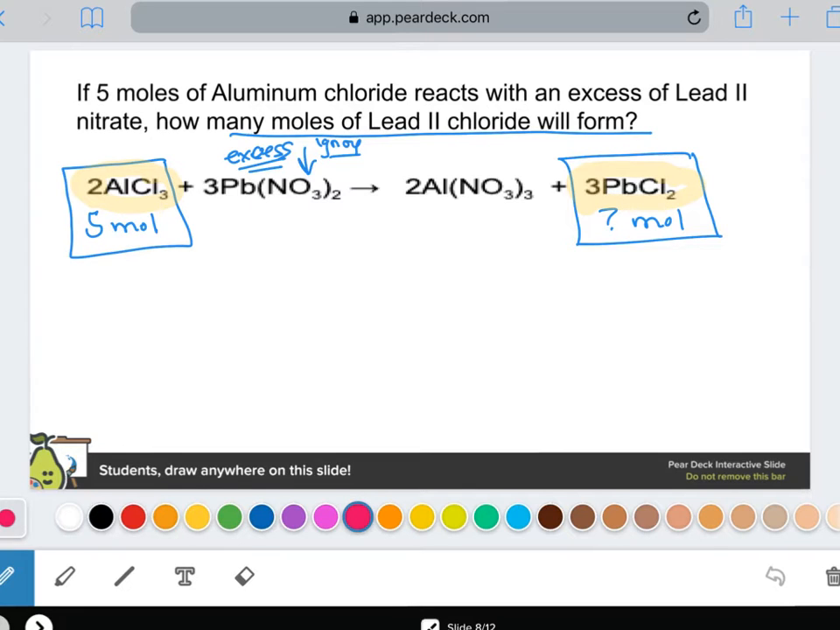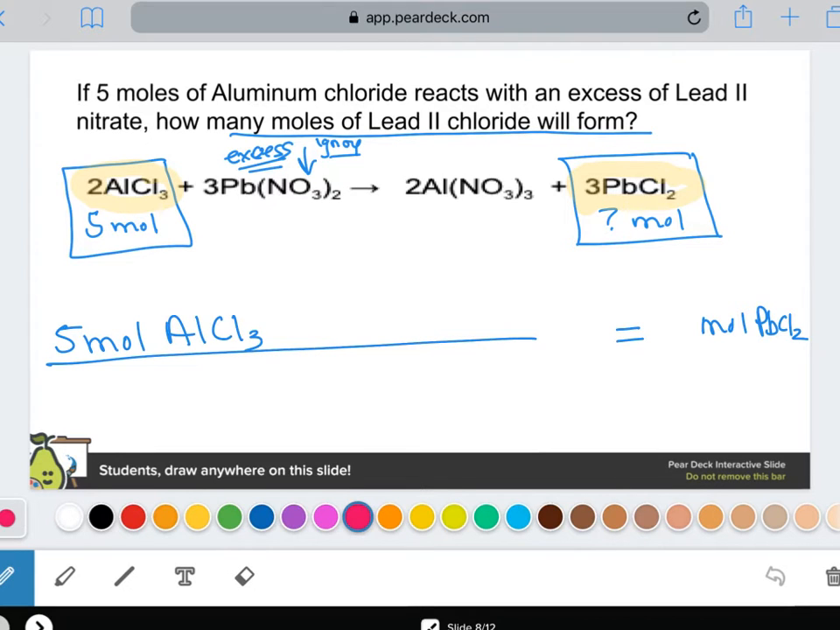So here I go. I want moles of lead 2 chloride. If I want a single unit, I'm going to start with a single unit. So I've got 5 moles of aluminum chloride to start. Now I'm going to look at my ratios. I'm going to look at this 2 and this 3, and then I'm going to set this up so that I have what I want to cancel on the bottom.